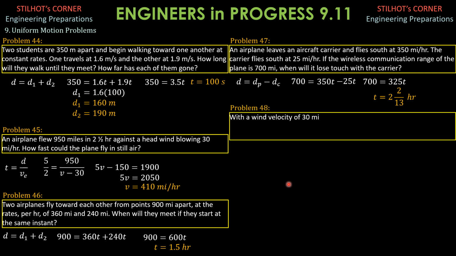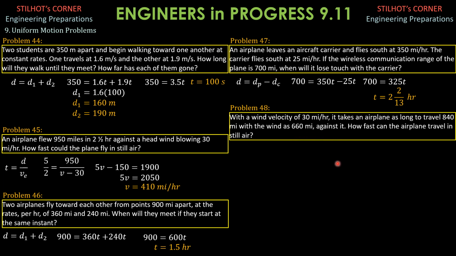Problem 48. With a wind velocity of 30 miles per hour, it takes an airplane as long to travel 840 miles with the wind as 660 miles against it. How fast can the airplane travel in still air? So again, it involves equal time.